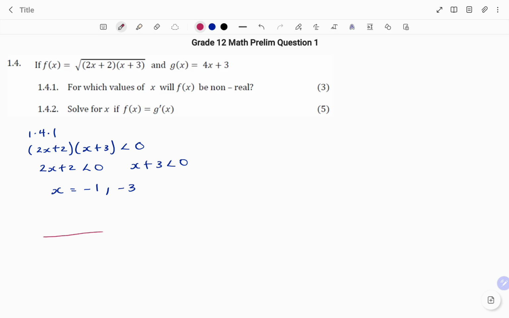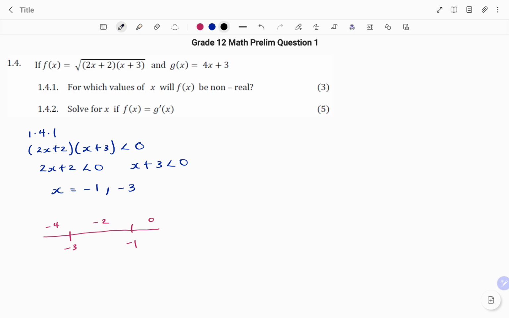So if I have that this way, I have my minus 1 and minus 3. What I'm going to do is test all the regions. For any number less than -3, I'm going to test -4 on this side. In the middle, I'm going to test -2. And greater than -1, I'm going to test 0.